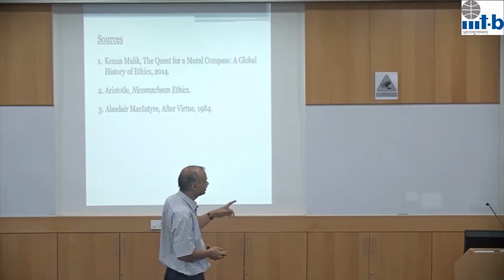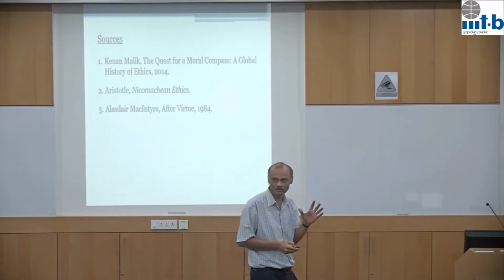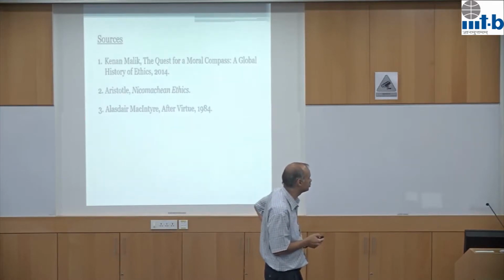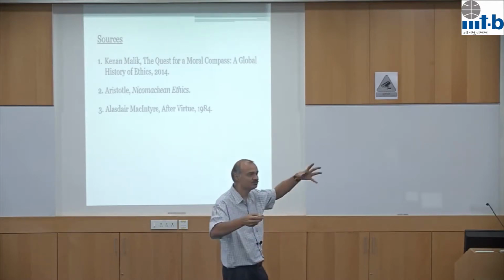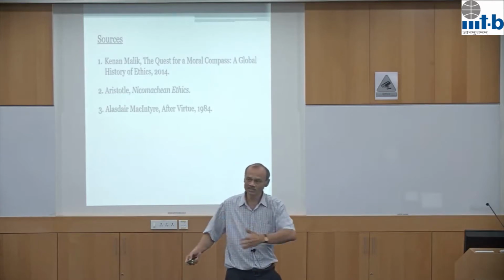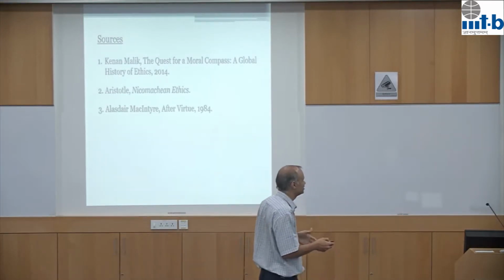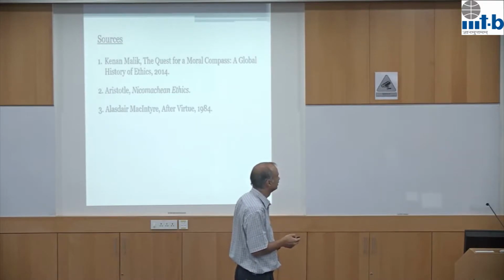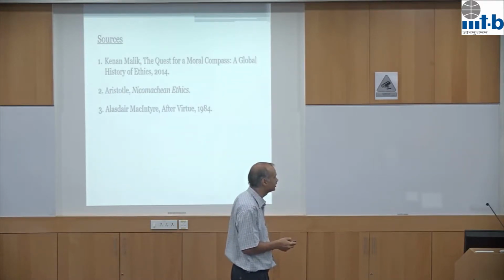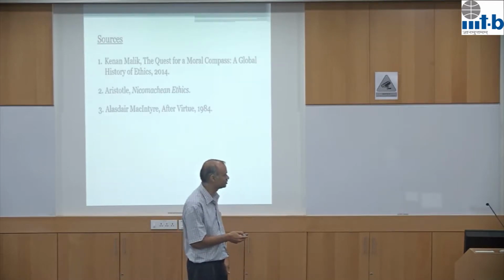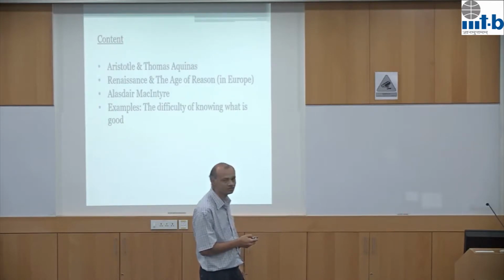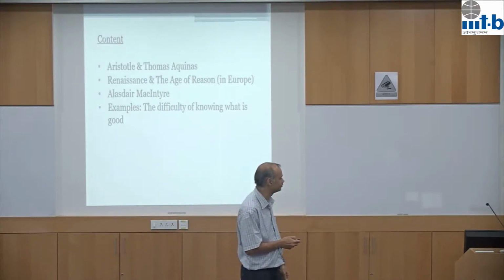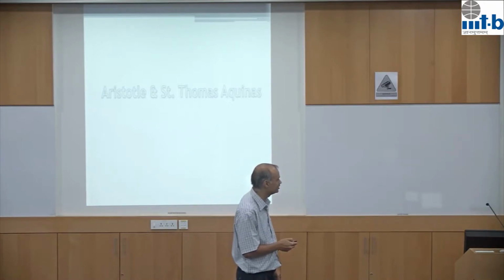All right. These are the three main sources from which I have taken all the material. I discovered this book when I was teaching the ethics course last time. Really an excellent book on a comprehensive study of ethics through human history, more particularly Western history, but still it's really a brilliant book. Aristotle, of course, and Alasdair MacIntyre, kind of a modern philosopher. The content is, we'll start with Aristotle and Thomas Aquinas, Renaissance and the Age of Reason, Alasdair, and then some examples. Okay, so we start with Aristotle.